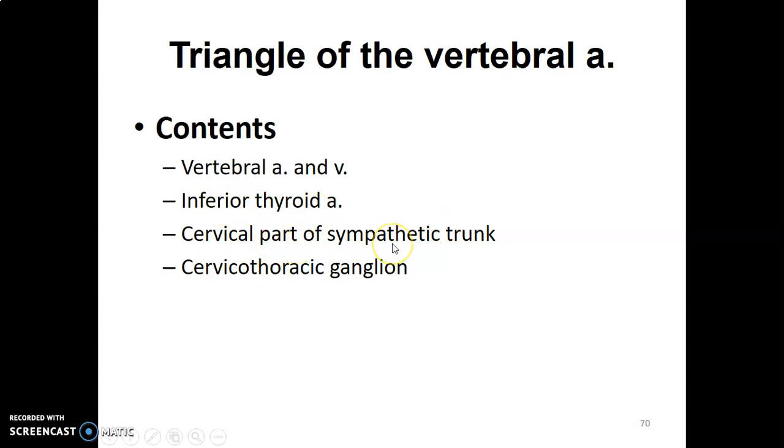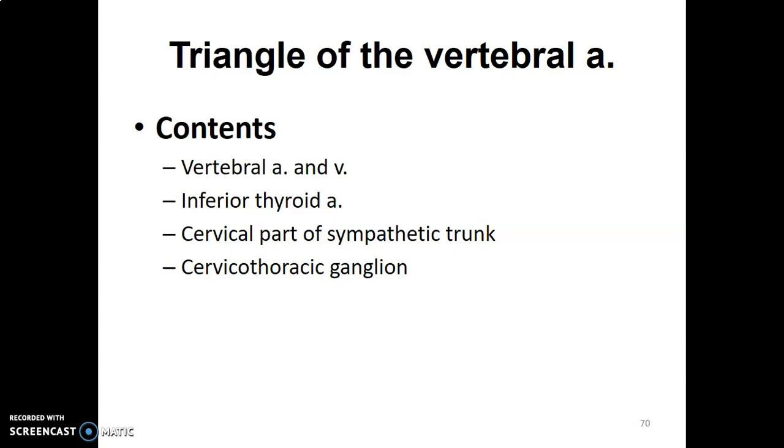subclavian. Then you have cervical part of the sympathetic trunk and the cervicothoracic ganglion. Remember, the sympathetic trunk comes from thoracolumbar portions of the spinal cord. So nerves come from thoracolumbar region of the spinal cord, but they go and form a sympathetic chain parallel to the vertebra. And this sympathetic chain, you have 3 ganglia in the cervical region: superior, middle, and inferior cervical ganglia. And then you have thoracic region, lumbar region. So you have your sympathetic chain, and these ganglia run parallel to the vertebra.